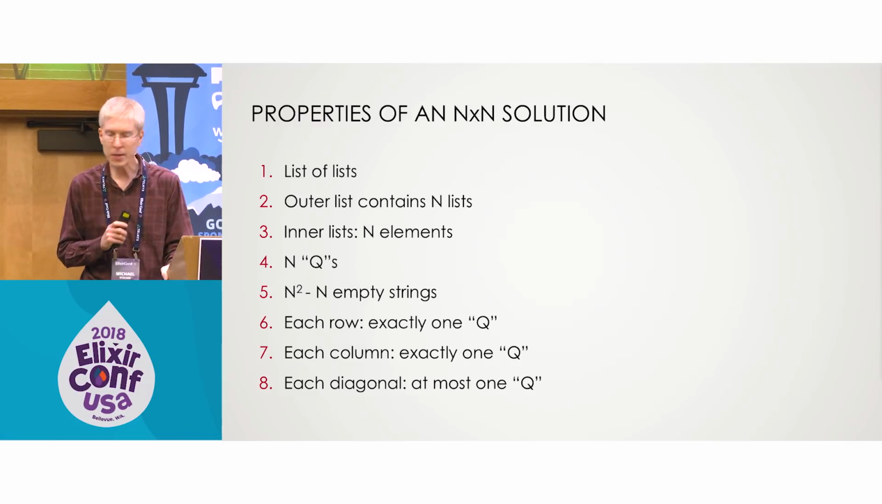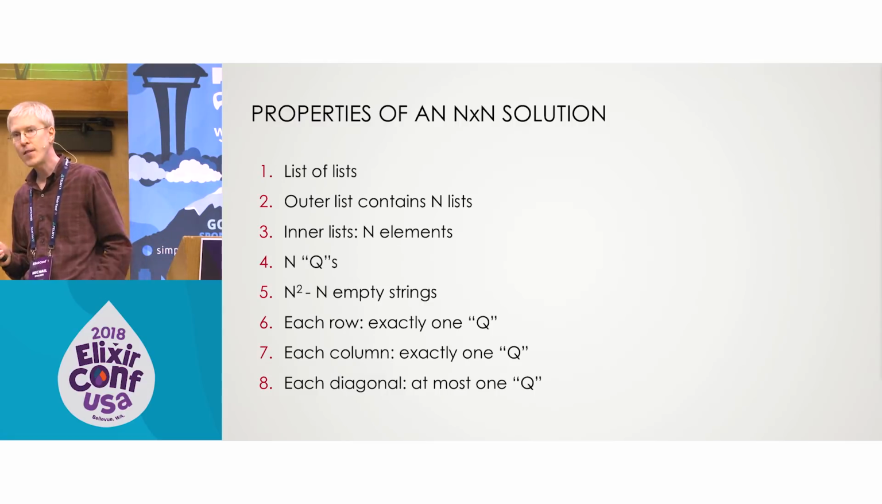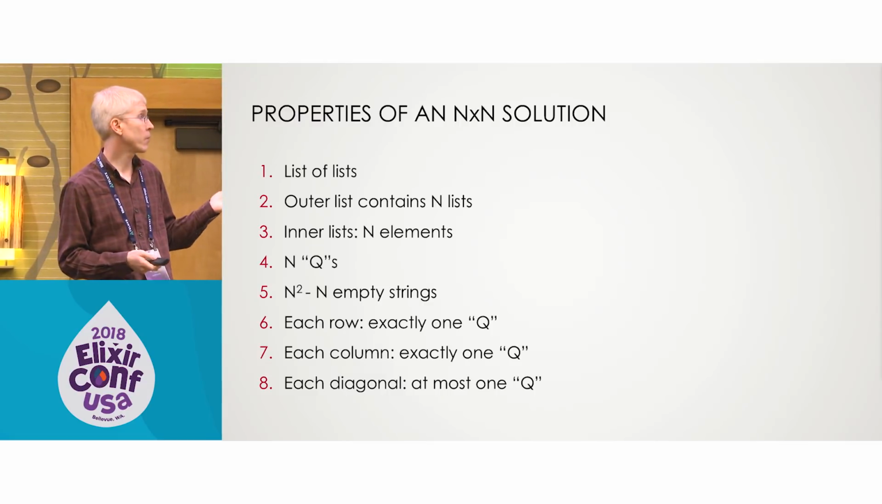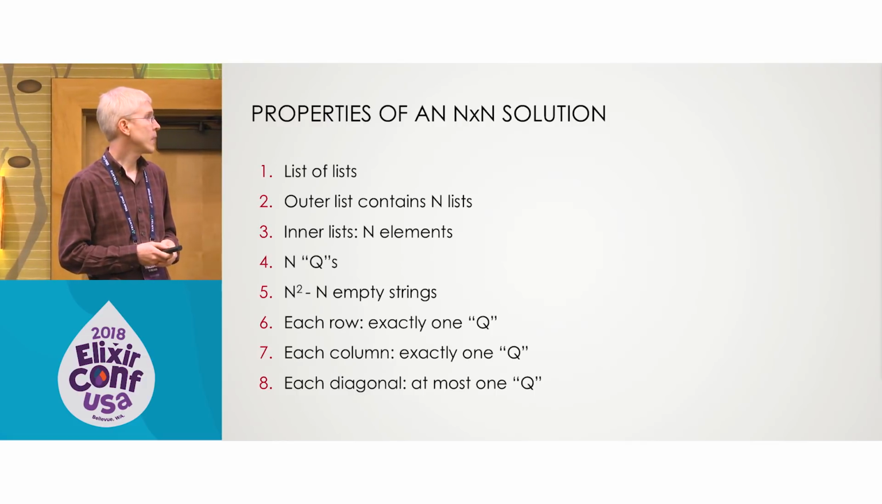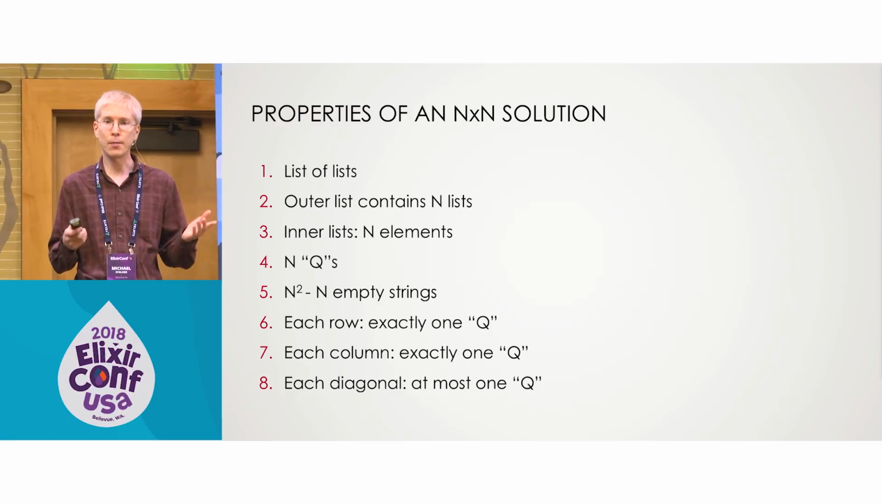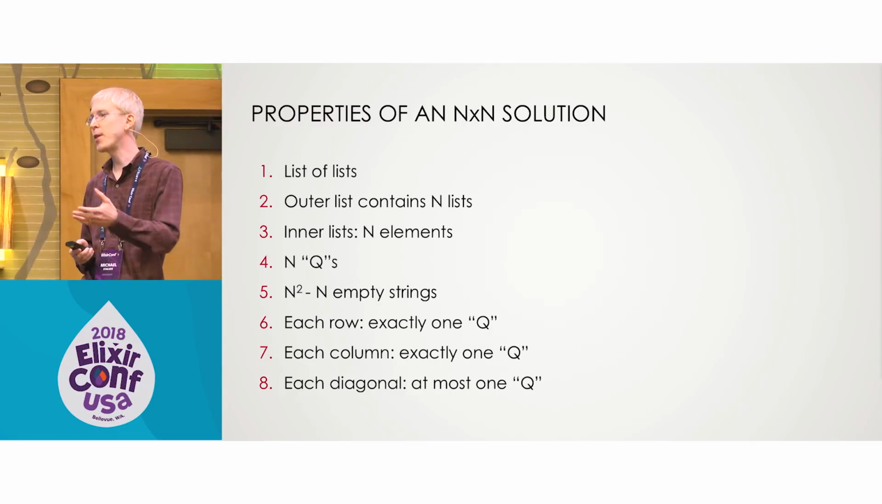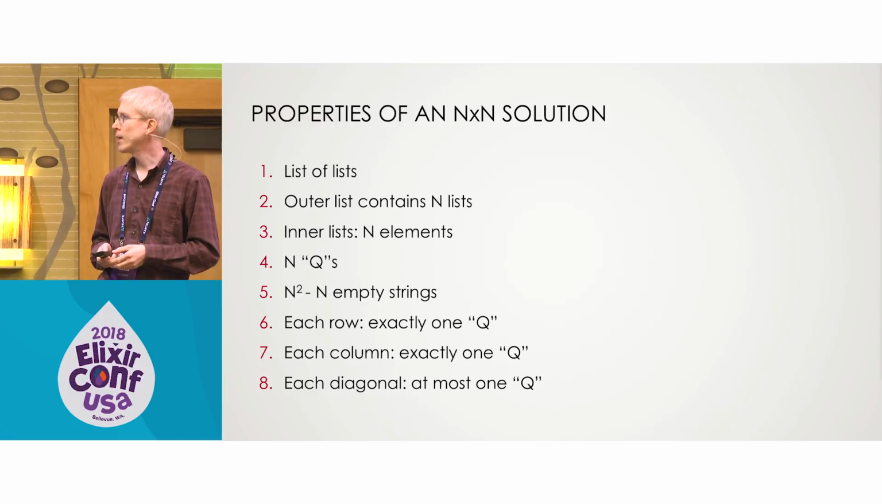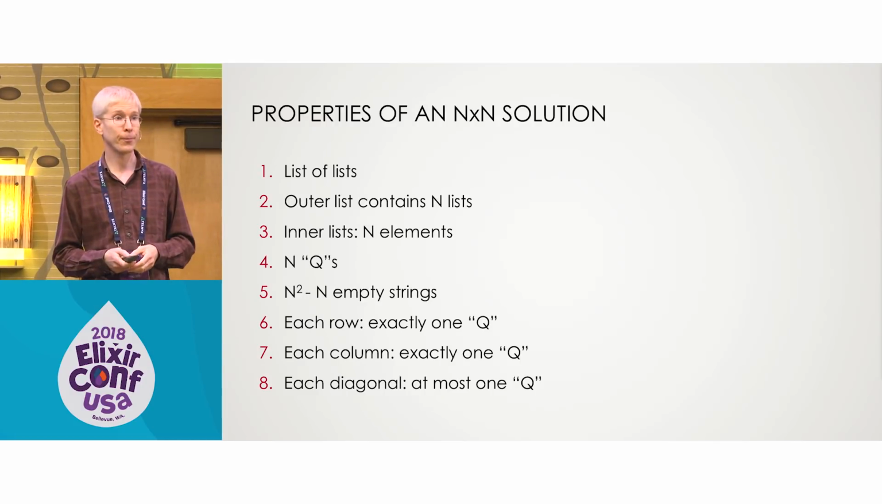Now, the properties of an n by n solution are very, very similar, except instead of saying 8, we just fill it in with n. We've got a variable now. Instead of saying 56 empty strings, we just take the size of the board, which is n by n, so n squared, and we subtract the number of queens out, which leaves us n squared minus n. And then properties 6, 7, and 8 are all the same.